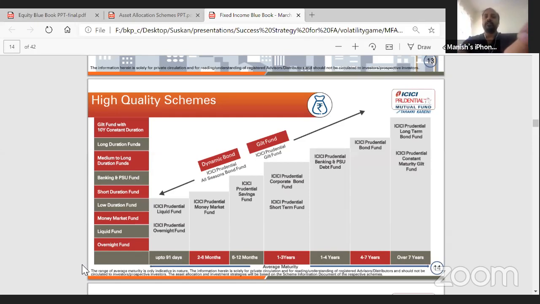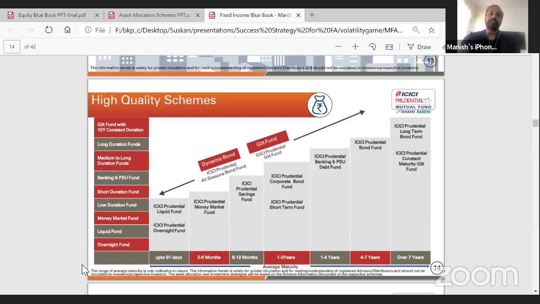If you have investors who say that they have a 6-month kind of horizon, then you can elevate them to categories like low duration. Here, low duration is ICICI Prudential Savings Fund, which has a 6 to 12 months average maturity. Here investors can easily invest with a 3 to 6 months horizon.